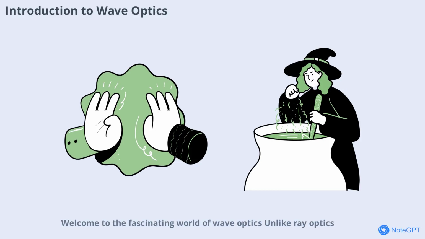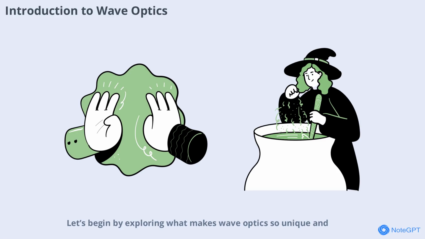Welcome to the fascinating world of wave optics. Unlike ray optics, which treats light as straight lines, wave optics explores the wave nature of light. This approach helps us understand phenomena like interference, diffraction, and polarization. In this video, we'll dive deep into how light behaves as a wave, setting the stage for understanding interference patterns and their significance in science and technology.